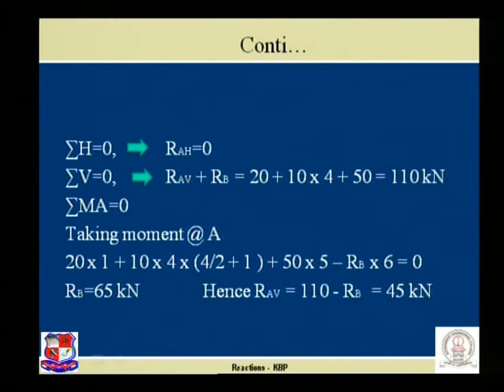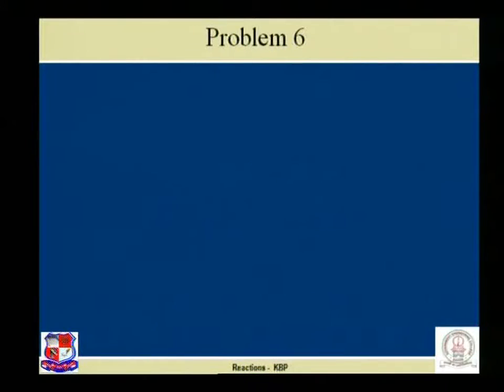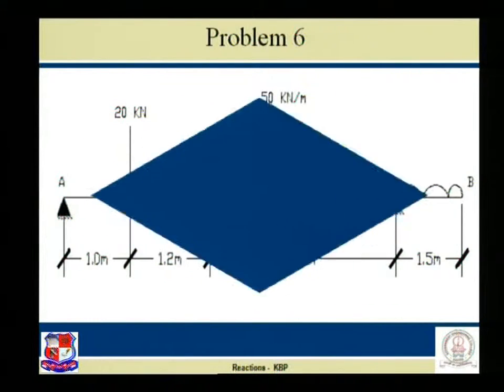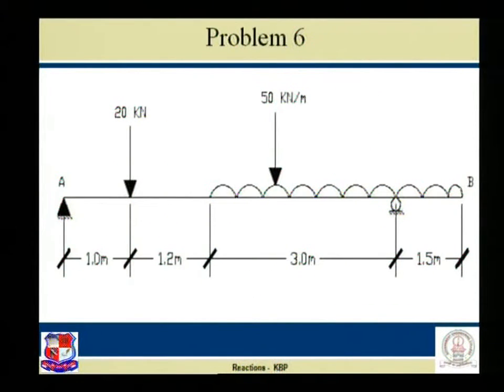So from this we can say that using the three equilibrium conditions, it is very easy to find the unknown parameters, that is the support reactions. Next, problem number 6.